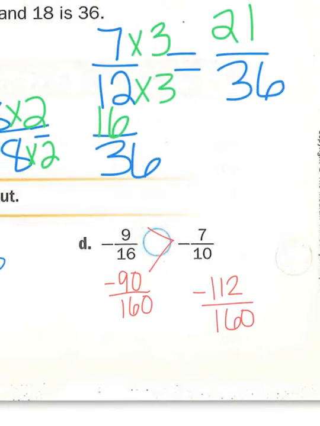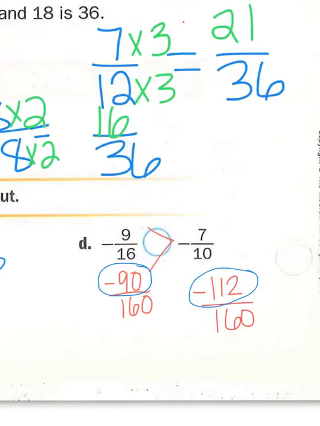The last one was definitely the trickiest because it involved a negative. So the common denominator that I used was 160. So -9/16, I multiplied both the numerator and denominator by 10, and that gave me -90 over 160. For the -7/10, I multiplied the numerator and denominator by 16. 7 times 16 is 112. So now the reason that this one gets tricky is because we're comparing -90 to -112.